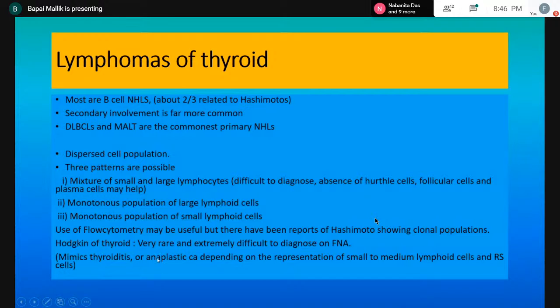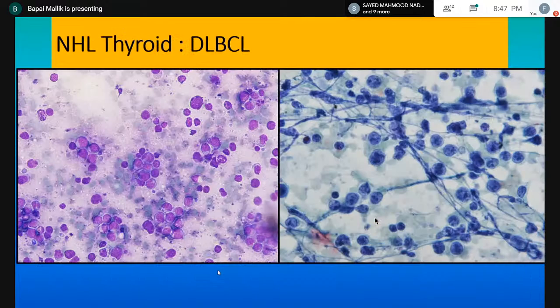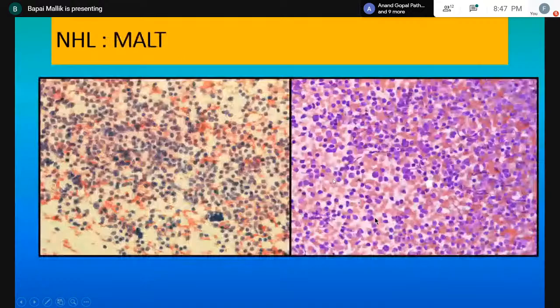It may mimic thyroiditis or even anaplastic carcinoma, depending on the representation of small to medium-sized cells. If you have a very anaplastic, very pleomorphic looking tumor, you may think of an anaplastic carcinoma, but immunohistochemistry can help. This is a large B-cell lymphoma. You will not have any problem in calling this malignant, right? Look at these cells. It is a diffuse large B-cell lymphoma of the thyroid. Large cells, scant cytoplasm, lymphoid, and of course, very important, look at these structures. Lymphoglandular bodies, right? When they are present, they are very helpful.